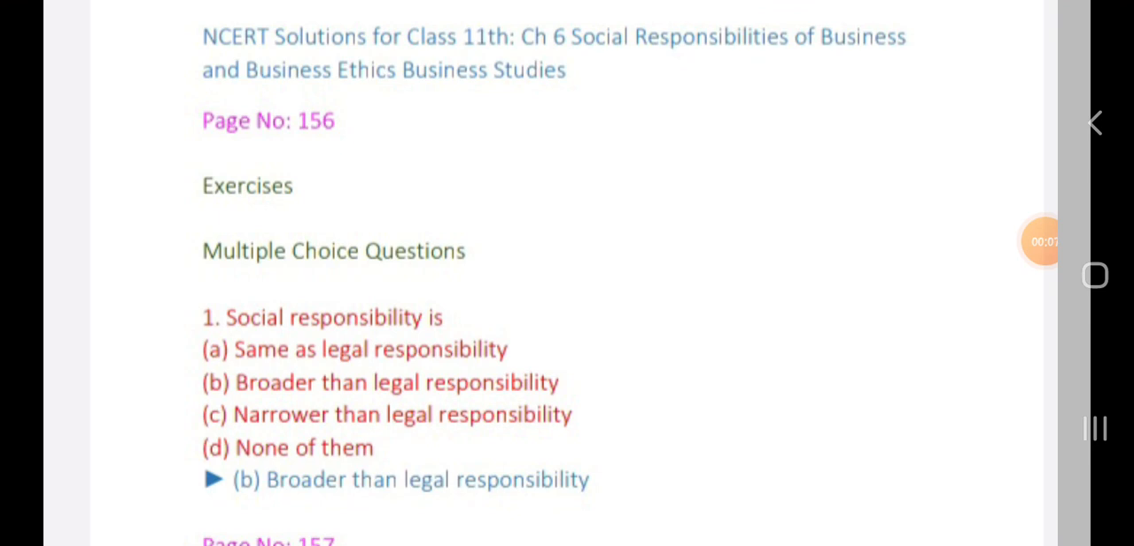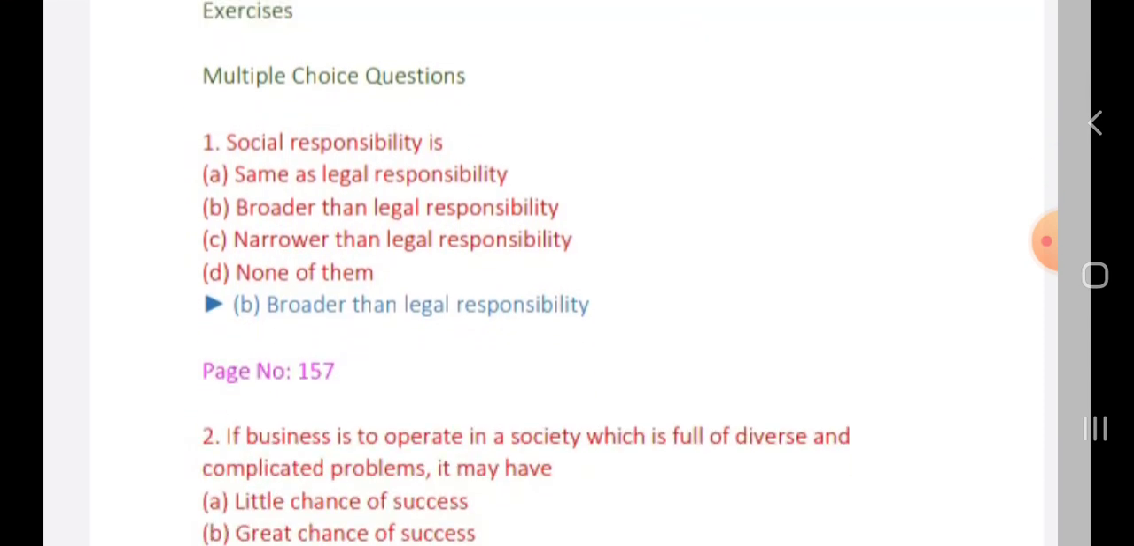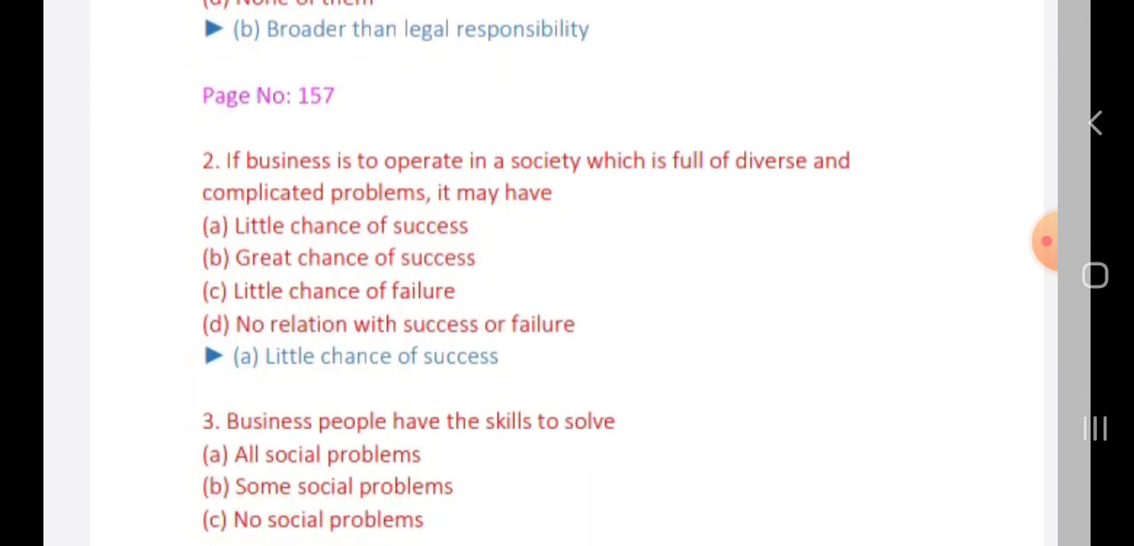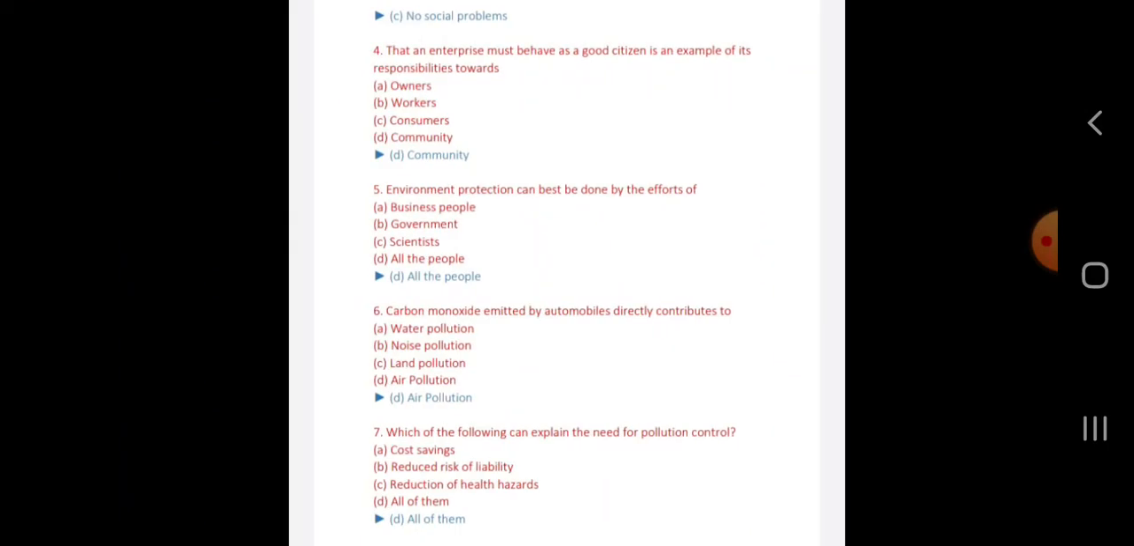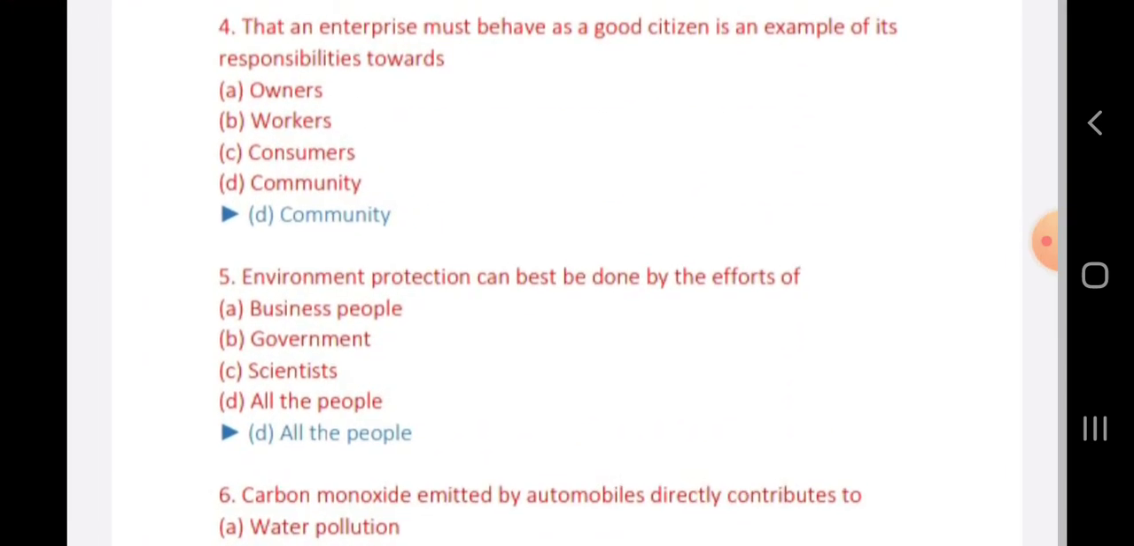So I'm going to explain the 11th standard business studies, 6th chapter: social responsibilities of business and business ethics. Social responsibility is broader than legal responsibility, and if a business is to operate in a society which is full of diverse and complicated problems, it may have little chance of success. Business people have the skills to solve social problems.